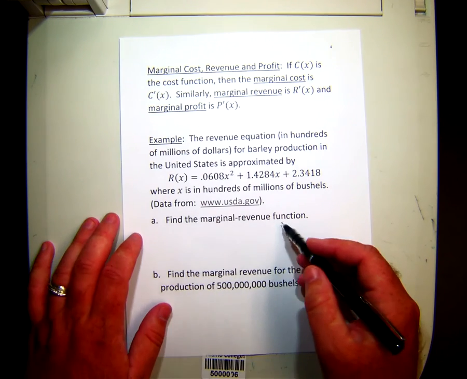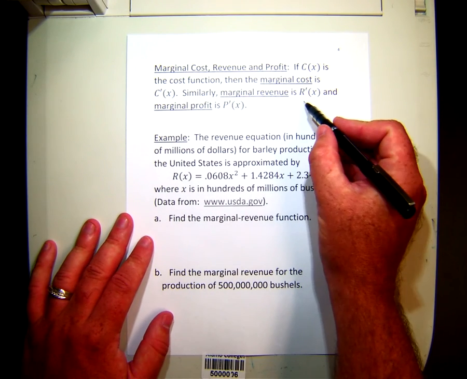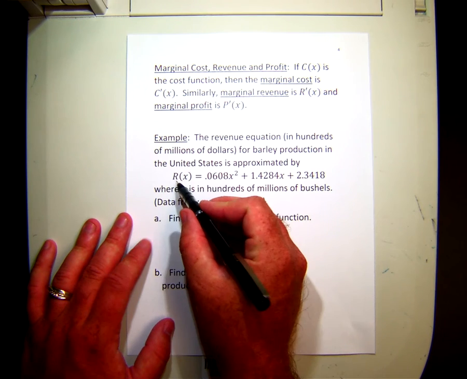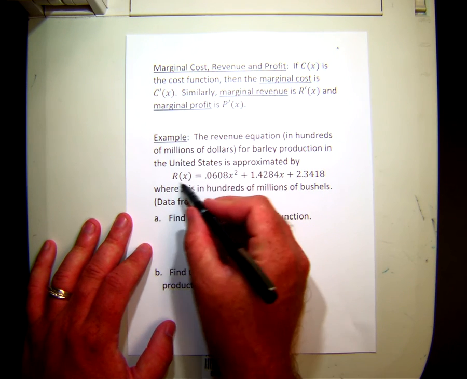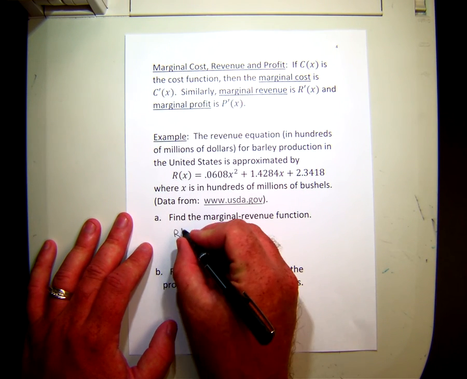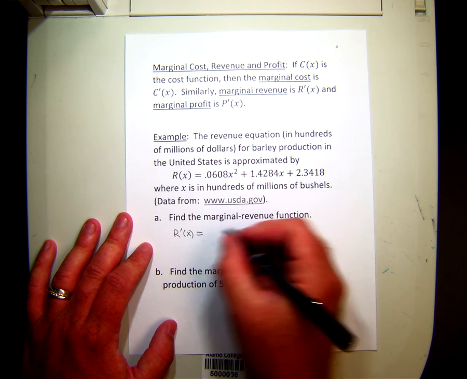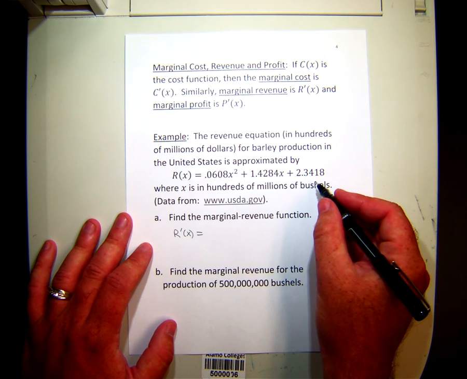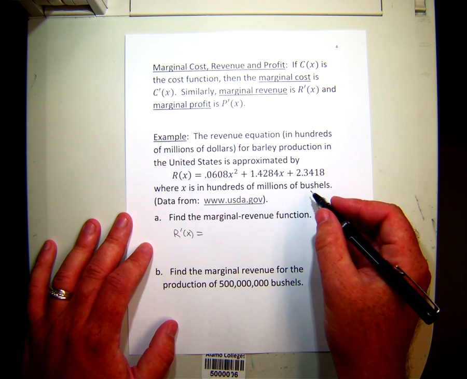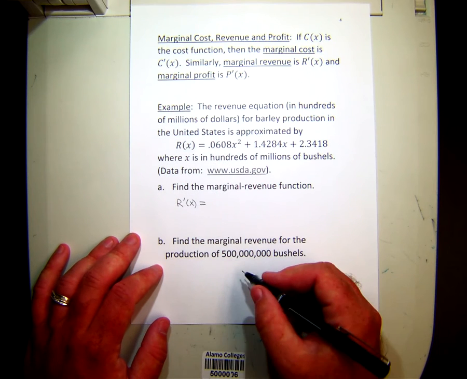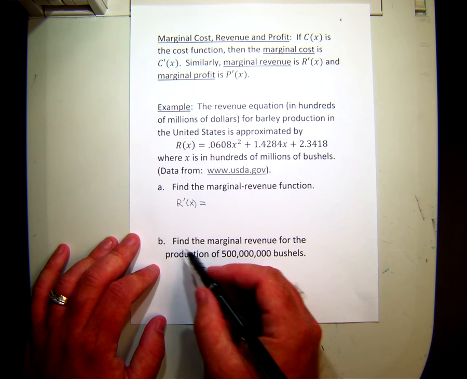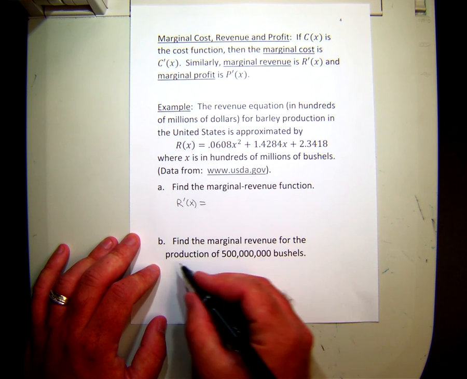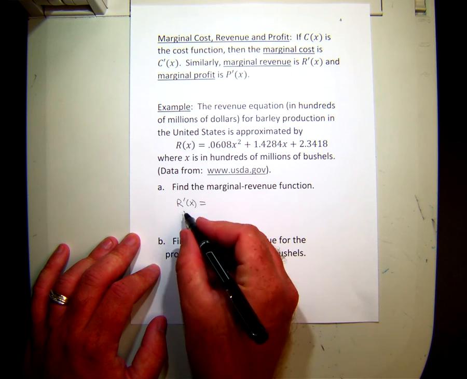A. Find the marginal revenue function. Marginal revenue is R prime. This is R, so all they're asking is to take the derivative of this function. So you take the derivative of this function exactly the same way you take the derivative of any other function. Part B, as I'm running out of time on my video, Part B is find the marginal revenue for the production of 500 million bushels.